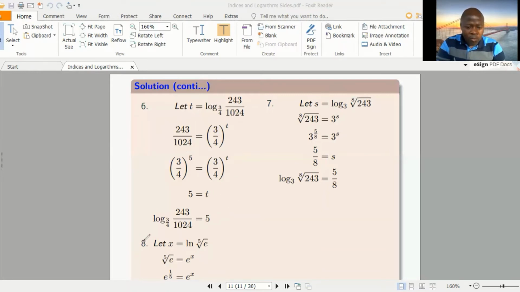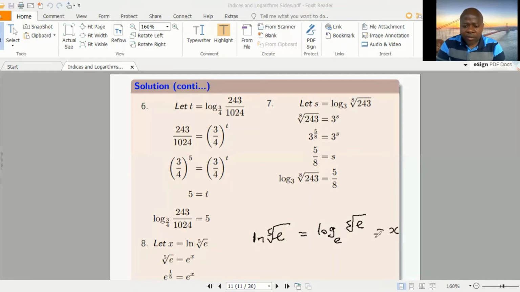Now let's come to question 8. Question 8 says, find the natural logarithm of the 5th root of e. At the beginning, I already said that this would be the same as a log of, whenever it's natural logarithm, the base there is e. And we are finding the 5th root of e. So I've written this one in terms of log. So I say let this be x.